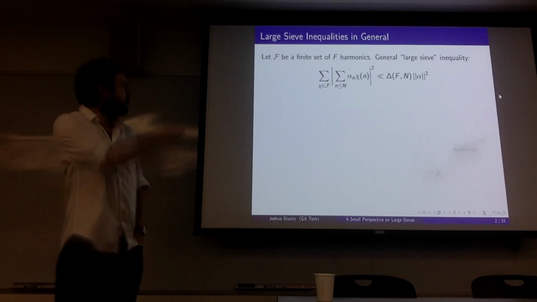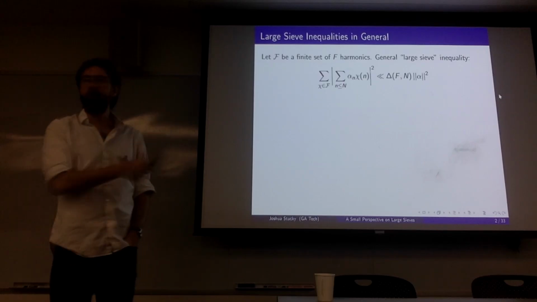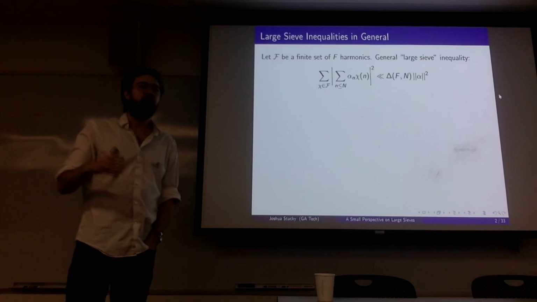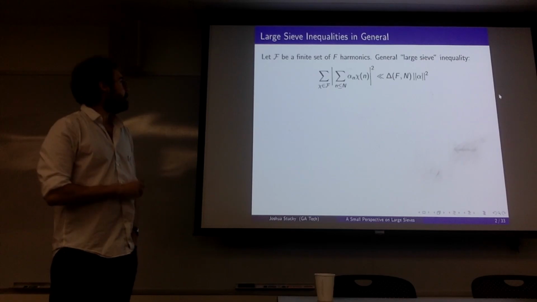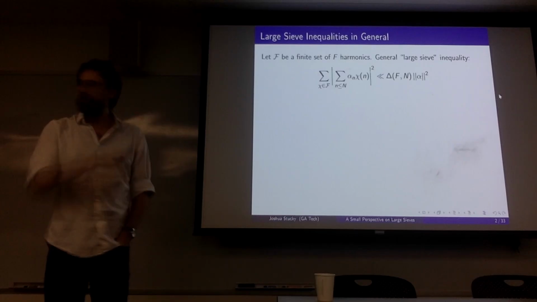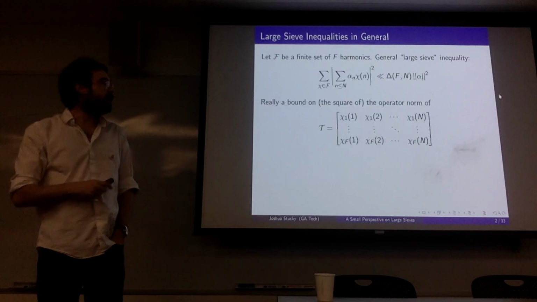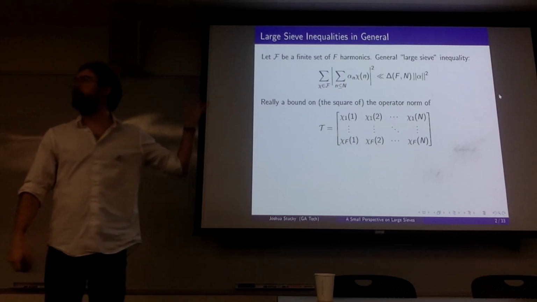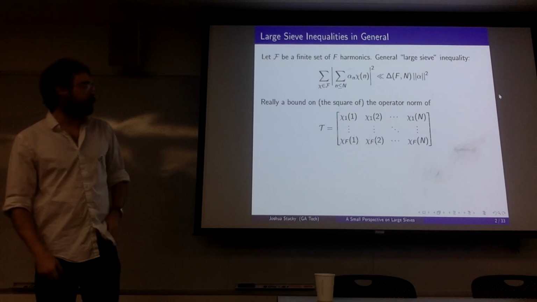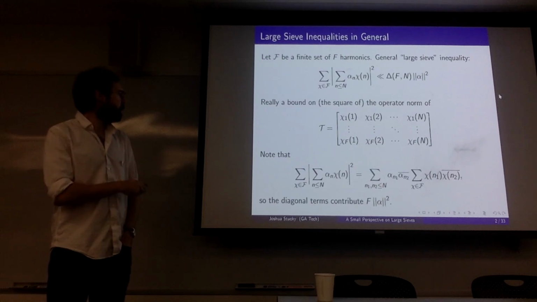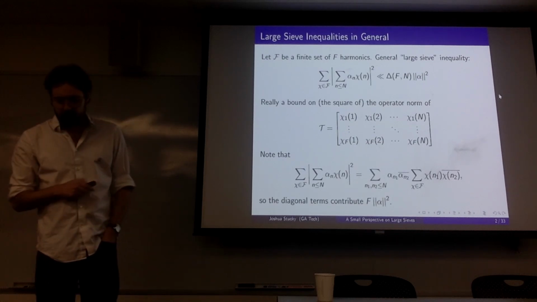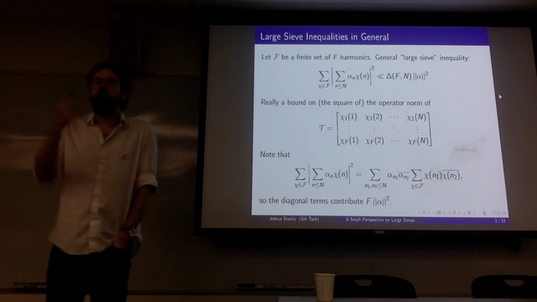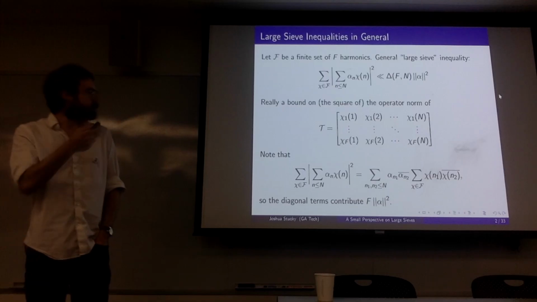So in general, let's say I have some finite set F of harmonics. Let's say it's a discrete set. You can consider continuous families of harmonics, but we'll just consider discrete sets. And a general large sieve inequality is just an inequality like this. Really, it's a bound on the square of the operator norm of this particular linear operator. Nothing particularly new to a lot of you in the audience. I'll just make some initial observations about this orthogonality or quasi-orthogonality condition and where it comes from.